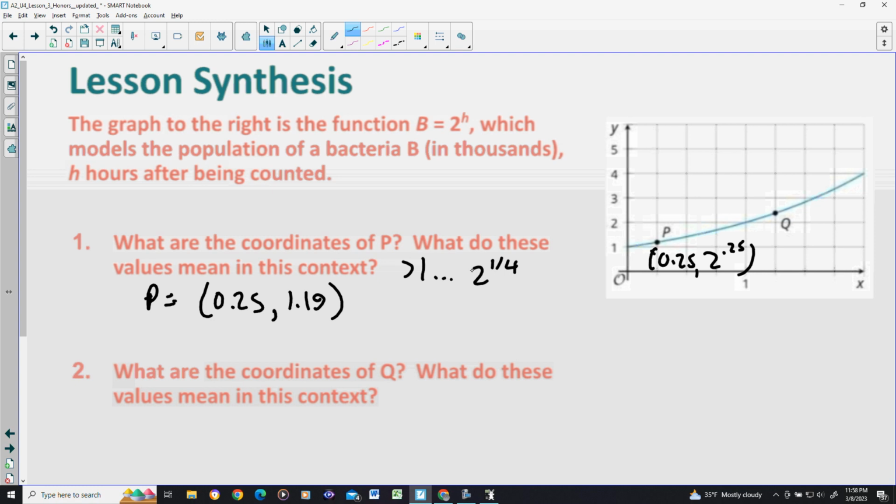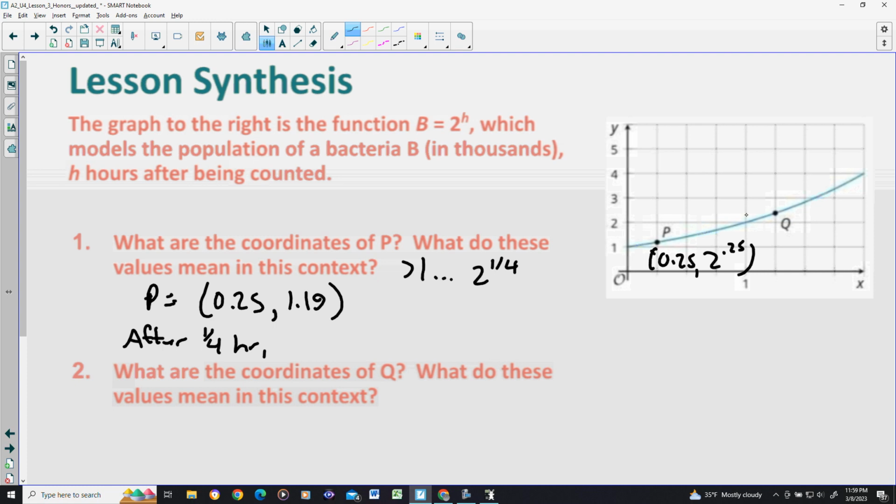So what does this represent? It's the population of bacteria h hours after being counted. So when the bacteria is counted, right, after a quarter hour, the value is 1.19. But again, what does that mean? 1 represents the original bacteria, right? So it's the original count of bacteria. But it's gone up to 1.19.